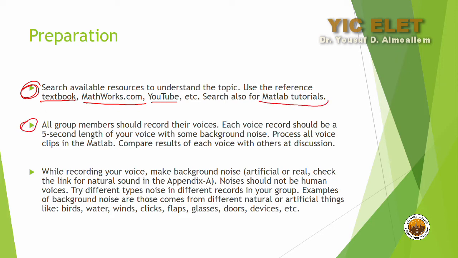The second step is that all group members should record their voices. Each voice record should be 5 seconds long. So the length of each and every record has to be 5 seconds, and it has to be consistent. And I recommend doing this in Matlab. Otherwise, you have to truncate these to make sure that they are of the same length in Matlab. Then compare the results in the last section, the discussion section of your report.